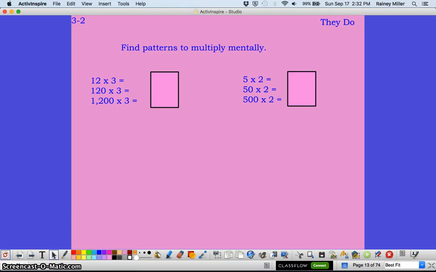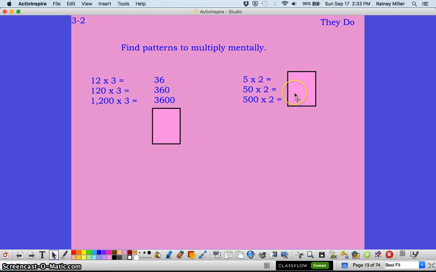Okay, so 12 times 3. Oh my gosh, Miss Miller, whatever am I going to do? Well, I know 3 times 2 is 6, and 3 times 1 is 3, so 36. 12 times 3 is 36. So then this is going to be 360, and this is going to be 3,600.